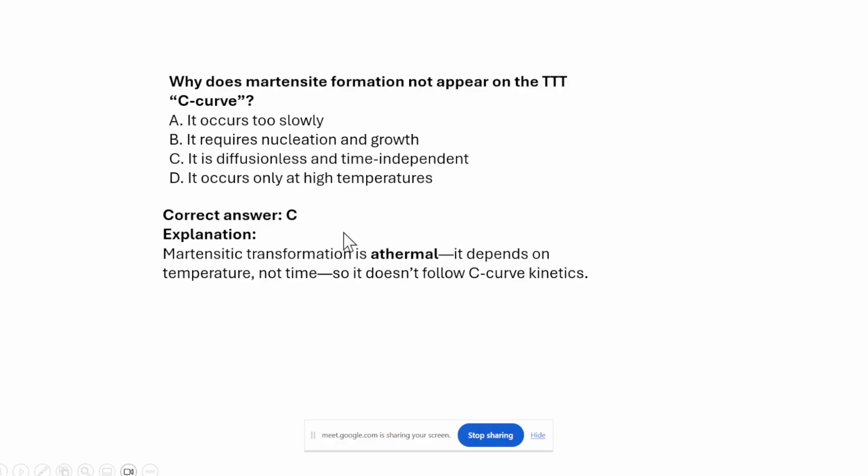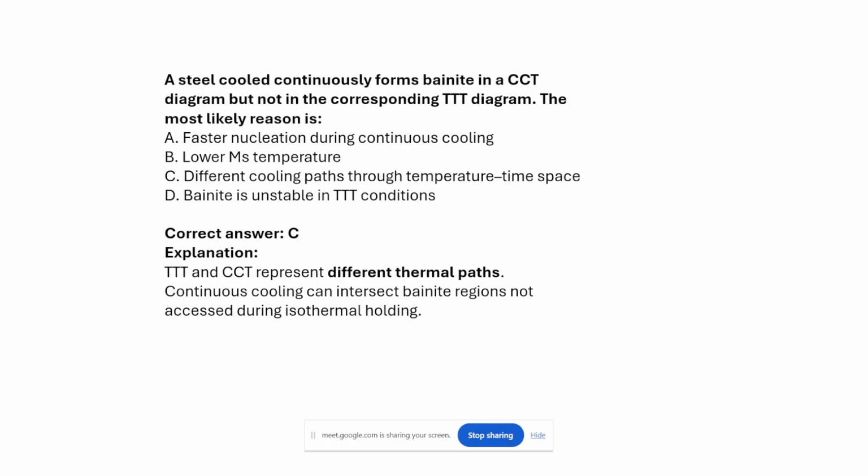It occurs only at the high temperature. No, that is also not. A steel cooled continuously forms the bainite in the CCT diagram, but not in the corresponding TTT diagram. The most likely reason: faster nucleation during the continuous cooling, lower martensitic temperature, or different cooling path through temperatures and time. Only this different pathway decides which kind of phase it will be forming. So the answer will be C.